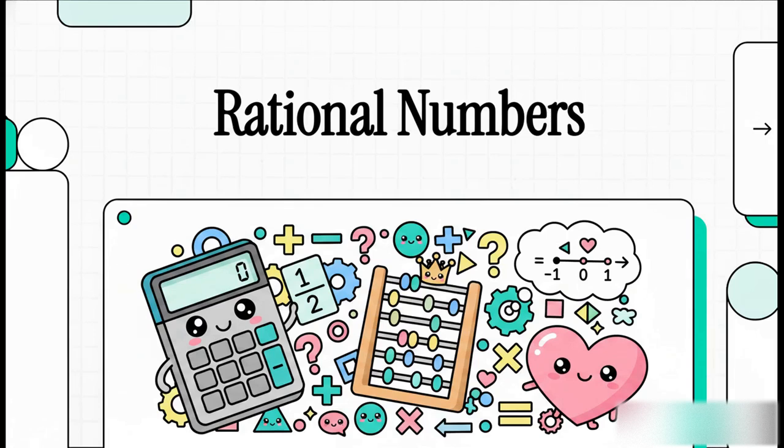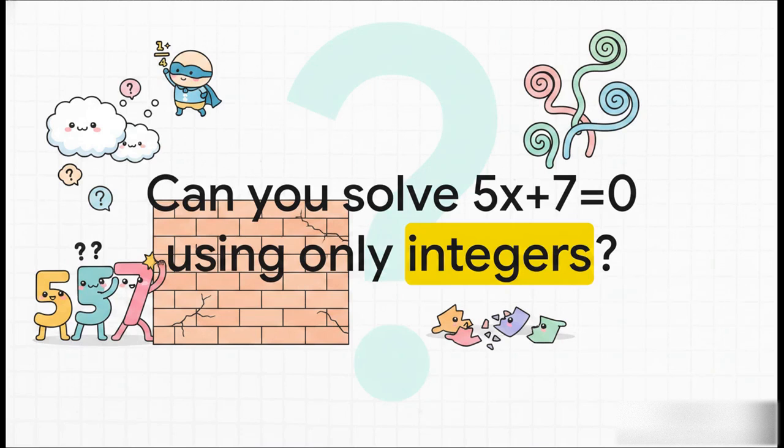Today we're going to unlock the secrets behind some of the most reliable problem solvers in our entire mathematical universe, rational numbers. All right, consider this puzzle for a second. 5x plus 7 equals 0. Do you think you can solve this using only integers? Well, if you subtract 7, you get 5x equals negative 7. But you literally can't multiply 5 by any whole number to get negative 7. Our basic integer number system just totally hits a brick wall here. And we need a much broader set of numbers to come in and fix it.